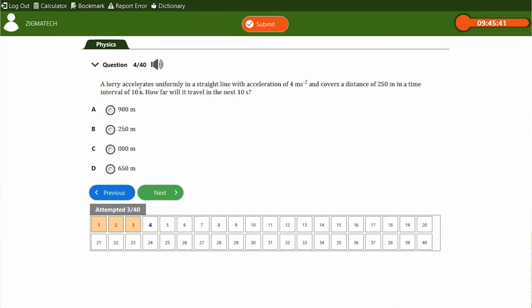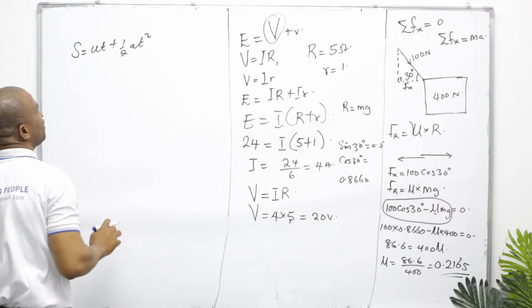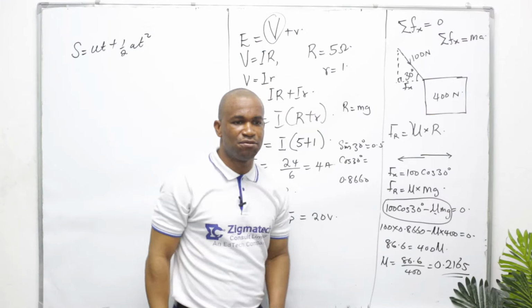All right, the next question: a lorry accelerates uniformly on a straight line with acceleration of 4 meters per second squared and covers a distance of 250 meters in a time interval of 10 seconds. How far will it travel in the next 10 seconds? Okay, in this question, we are going to use S = ut + half at squared, because this is a question on linear motion.